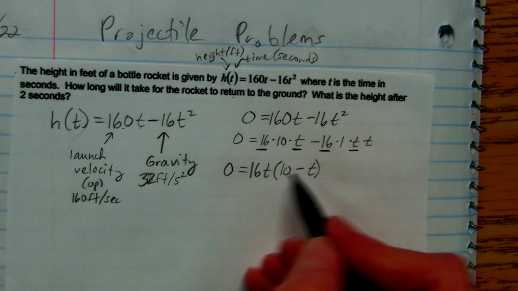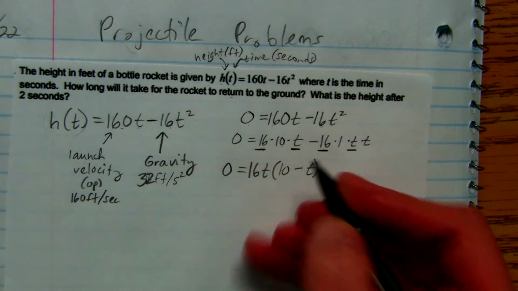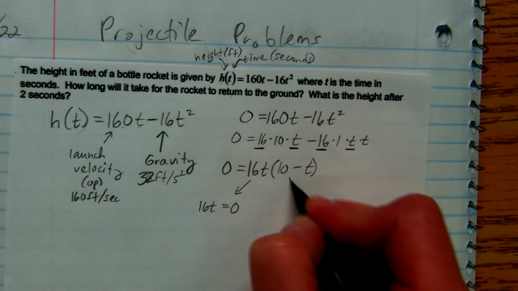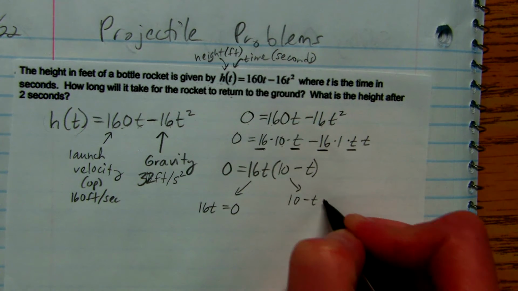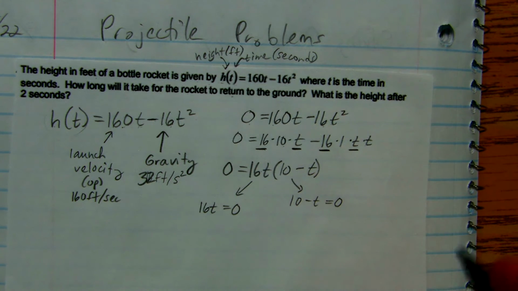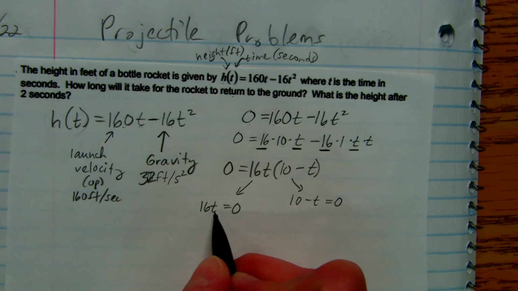And so I have two pieces here. This times this in the parentheses makes 0. So that means either 16t equals 0 or 10 minus t equals 0, which is what we learned in the last lesson how to do. And then we just solve each of those. So how do I solve 16t equals 0? How do I get the t by itself?